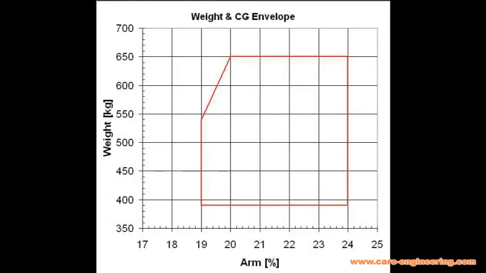The weight and CG envelope limits may look like something shown here. The units of the arm are not inches or meter, but percent mean aerodynamic chord, which is a percentage of the MAC chord of the wing. I will explain what and where MAC is in another tutorial. For now, let's just say that it is a convenient way to give the CG position in a way that can be compared directly from one airplane to the next.